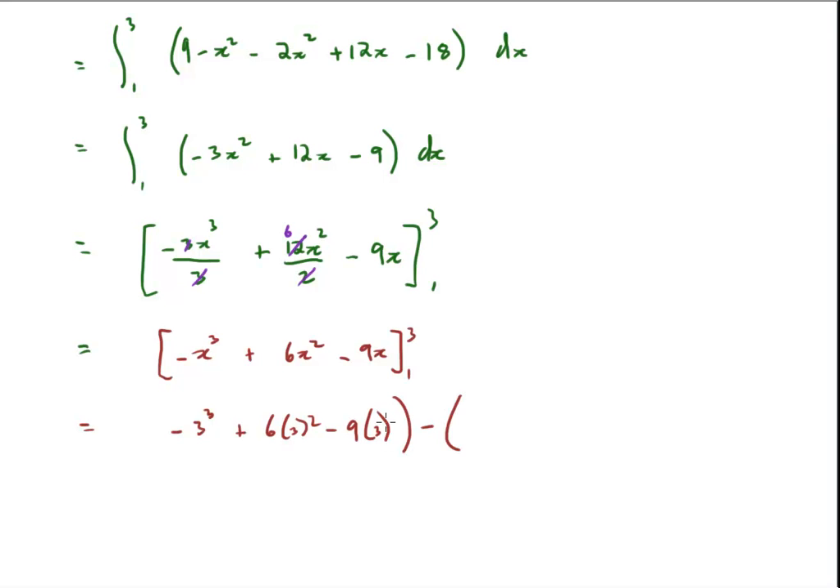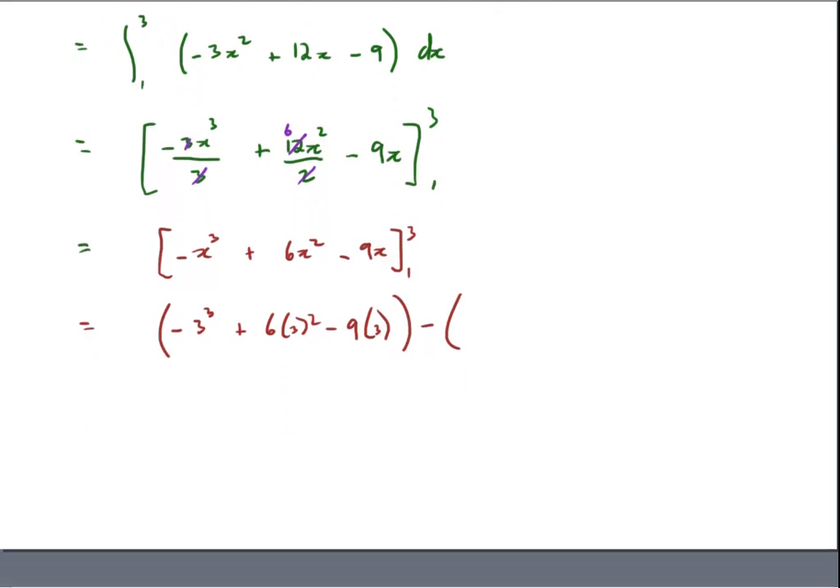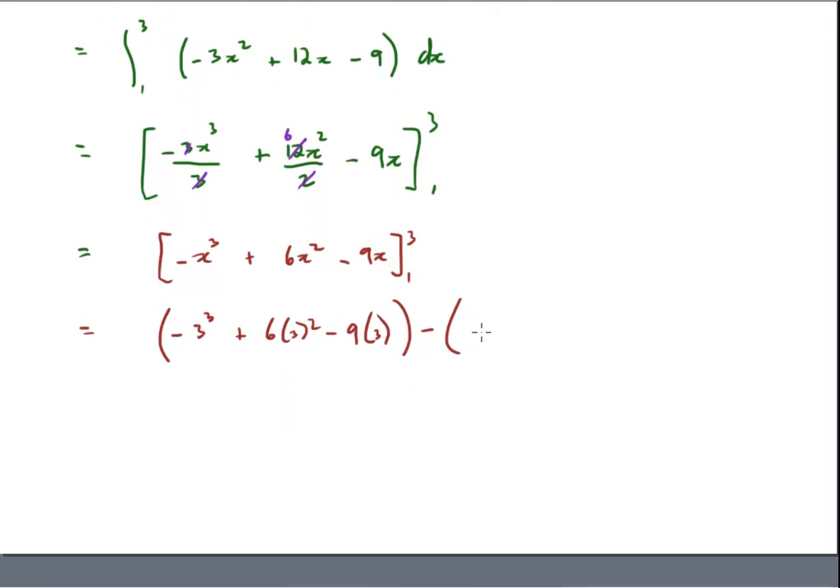And then in this case, unfortunately the lower limit wasn't 0, which is usually quite nice, but in this case the lower limit was 1, so we have to substitute 1 in here. Negative of whatever 1 cubed is, plus 6 lots of 1 squared, take 9 lots of 1, and then we can start to evaluate some of this stuff. Again, you could key it all into your calculator if you wanted to.